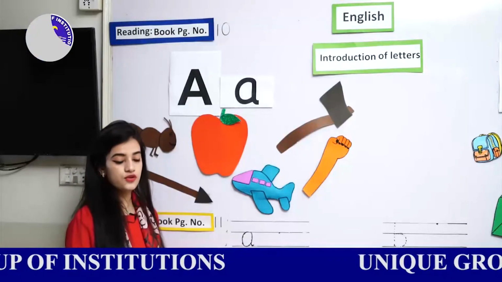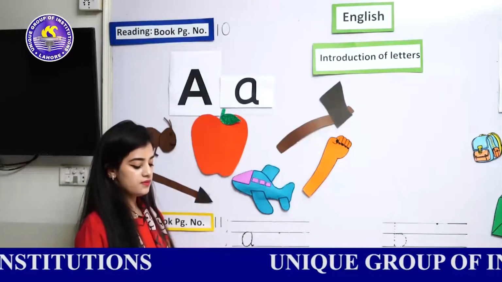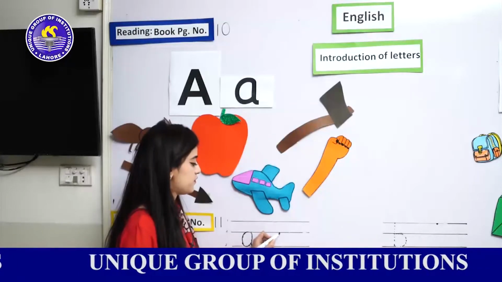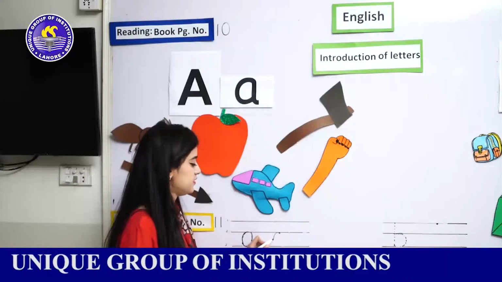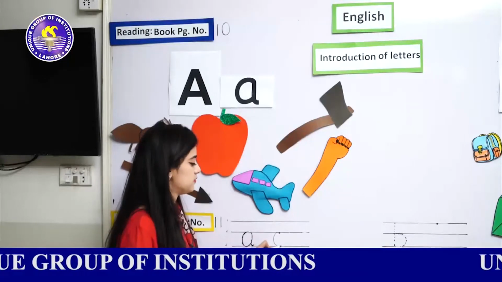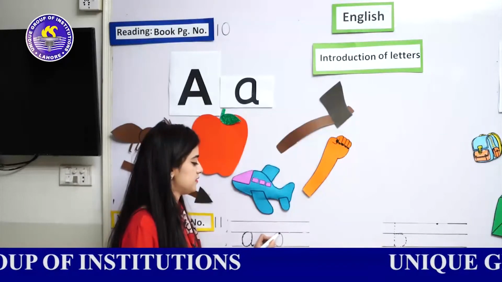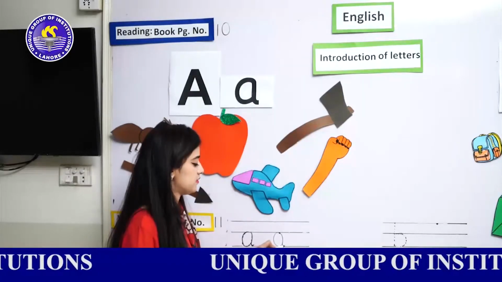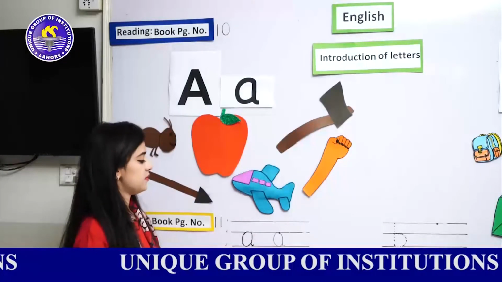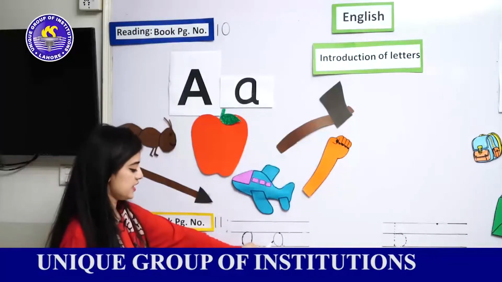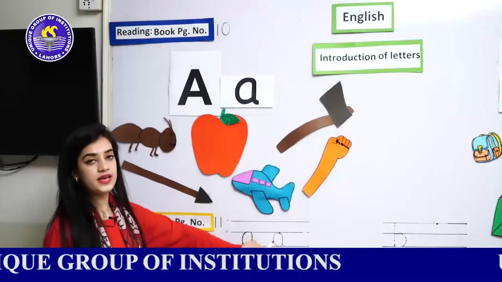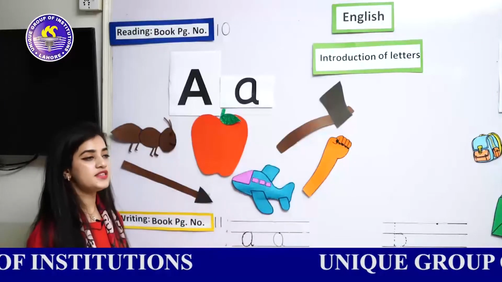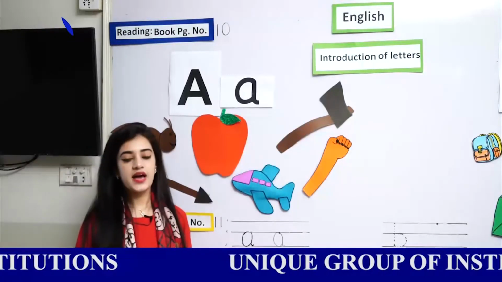Now I am going to tell you how to write A without dots. First of all, make a circle like this and then make a small tail. This is small a, lowercase a. And let me tell you the song one more time.